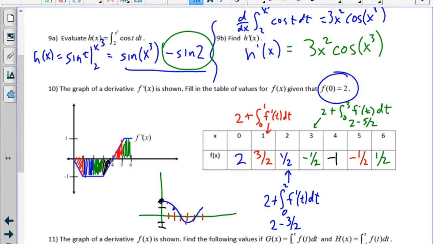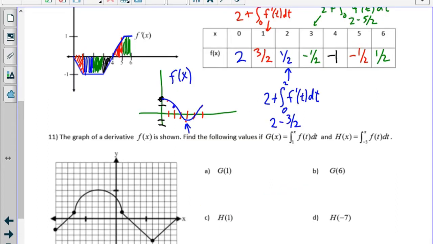This makes sense because I'm going in a negative direction until 4, and then I start going in a positive direction after that. So what happens is, as I have negative area, my original function is decreasing, and then as I have positive area that's being added, so to speak, area above the axis, then my function is now increasing again.